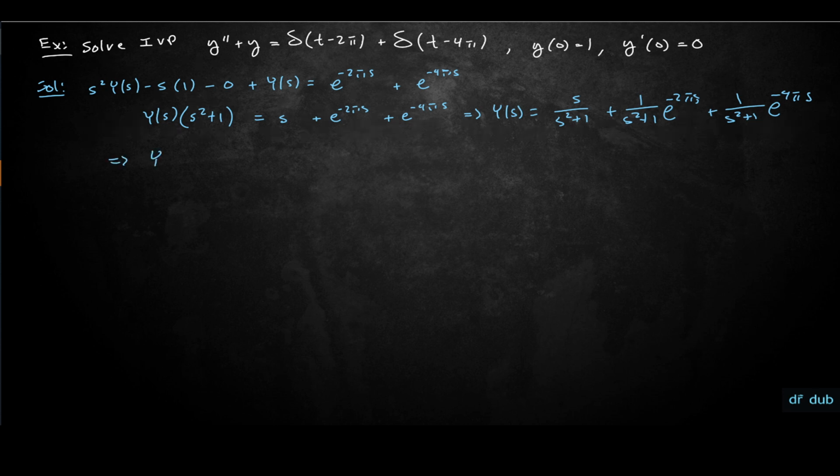So that'll tell me Y of s, and now I take the inverse transform to get y of t. y of t will be equal to inverse Laplace of s over s squared plus 1, which is cosine of t, plus u of t minus 2 pi times sine of t minus 2 pi, plus u of t minus 4 pi times sine of t minus 4 pi.